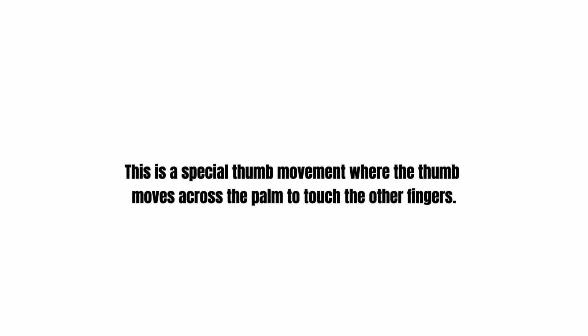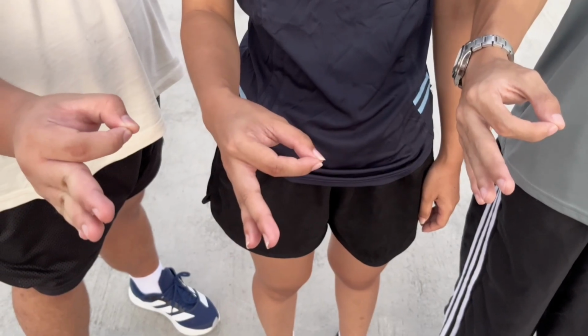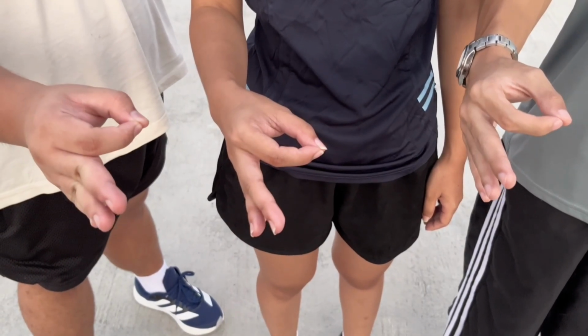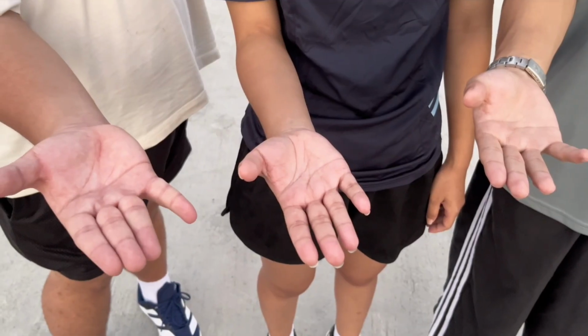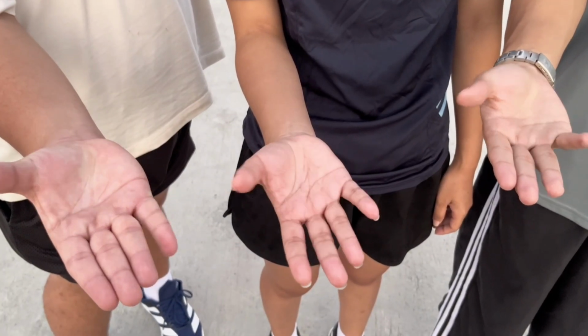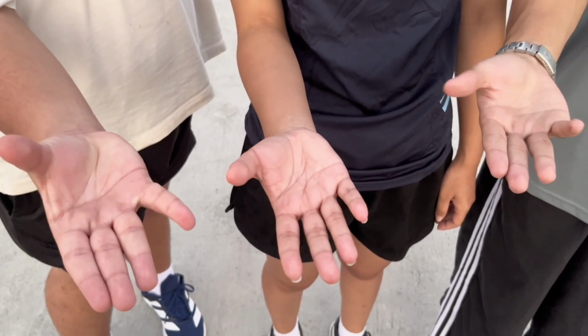Now let's talk about opposition. This is a special thumb movement where the thumb moves across the palm to touch the other fingers. This is what allows us to grip a barbell or hold a dumbbell tightly. Without it, we couldn't lift heavy.